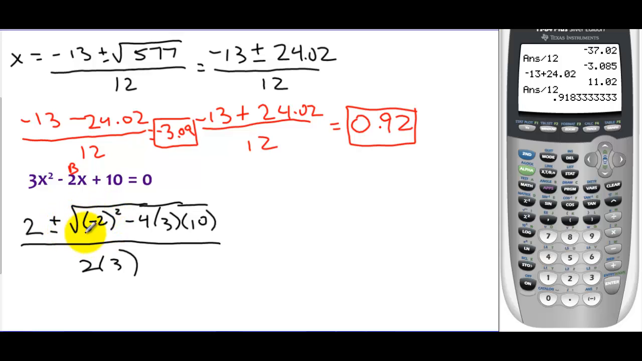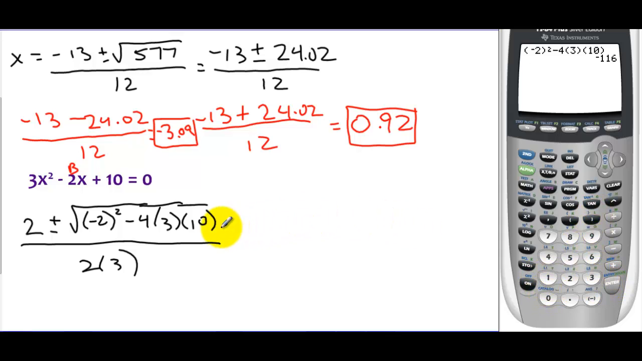When you're entering in your b squared, make sure that it's in parentheses. We need the calculator to tell us that we mean negative 2. So I'm going to say parentheses, negative 2 squared minus 4. My a value was 3, and my c value was 10. So watch what happens here.